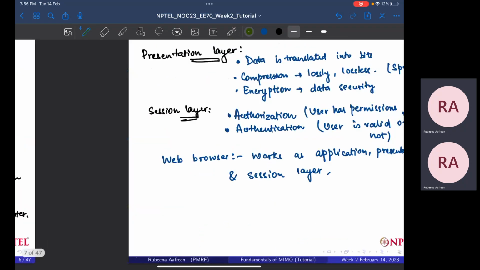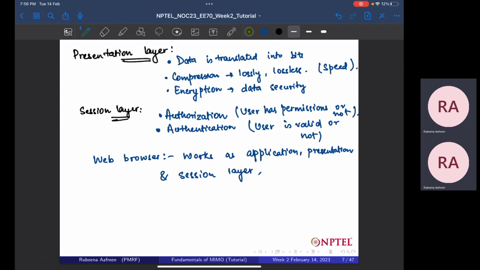Then we saw the presentation layer and session layer. The presentation layer is responsible for compression and encryption, that is increasing the speed of the transmission, as well as the data security that we get from encryption. Then we have the session layer that will do the authentication and then authorization. Authentication is whether the user is valid or not, and authorization is whether the user has the permissions or not.